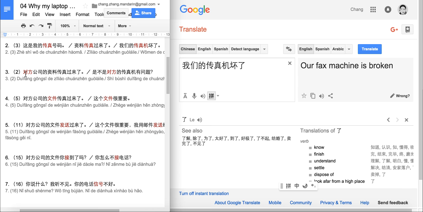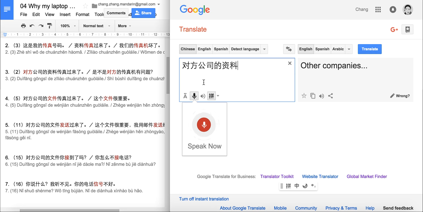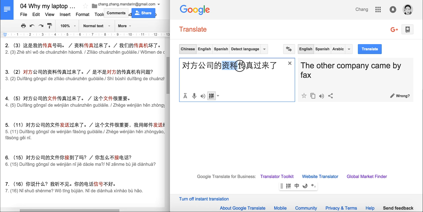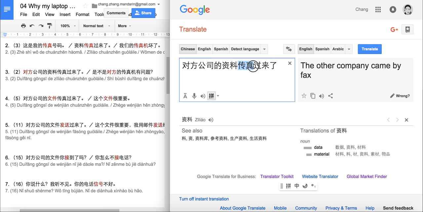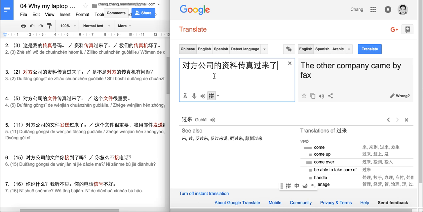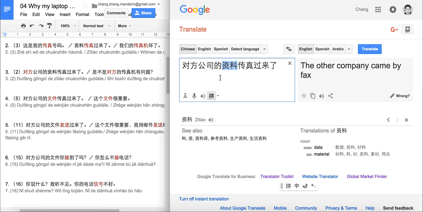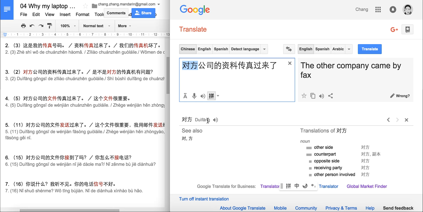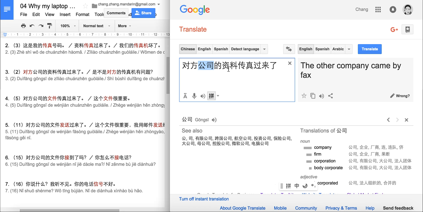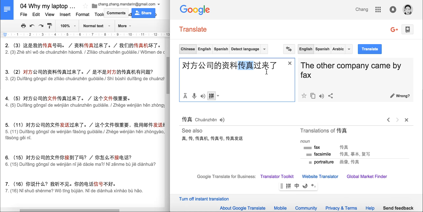Next one. 对方公司的资料传真过来了. Okay. First, this part first. 资料 material, 传真 fax, 过来了. The data has already been faxed over. What material? That's 公司的, the company's material. And here, new word, 对方. So here, the other side or counterpart, normally just the one you work with. So here, 对方公司 is a company you're currently working with. Okay, so the translation would be the other company's material has been faxed over.